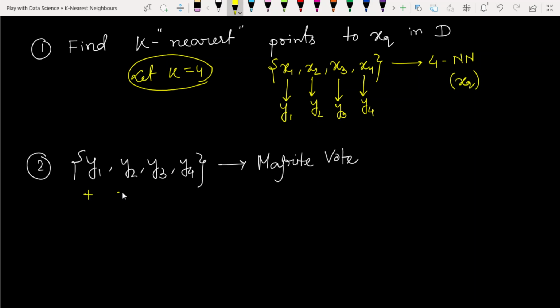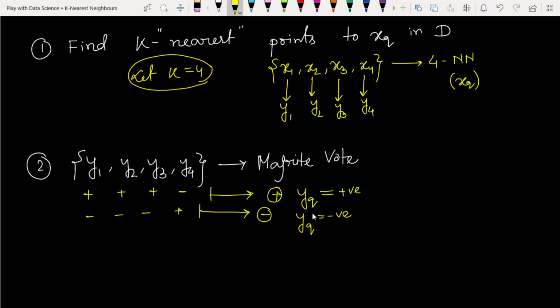Suppose 3 of them are positive and 1 is negative. What will the majority vote be? The majority vote will be positive. Suppose instead 3 of them are negative and 1 is positive. The majority vote will be negative. So if the majority vote is positive, the class label of the query point, yq, will be positive. If the majority vote is negative, our query point is negative, so the output will be negative.